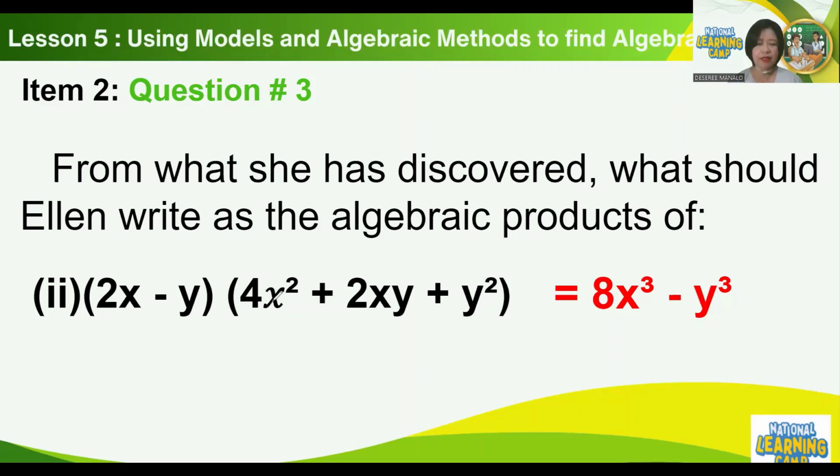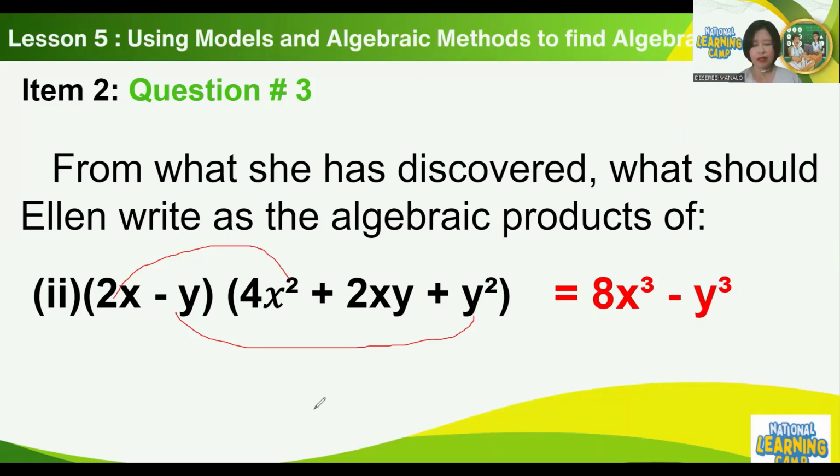If the trinomial factor is like this, just multiply 2x and 4x squared. So multiply the first term of the binomial and the first term of the trinomial factor. 2 times 4 is 8, and then x cubed. And then for the second term of the product, just multiply negative y and y squared. So we have negative y cubed.